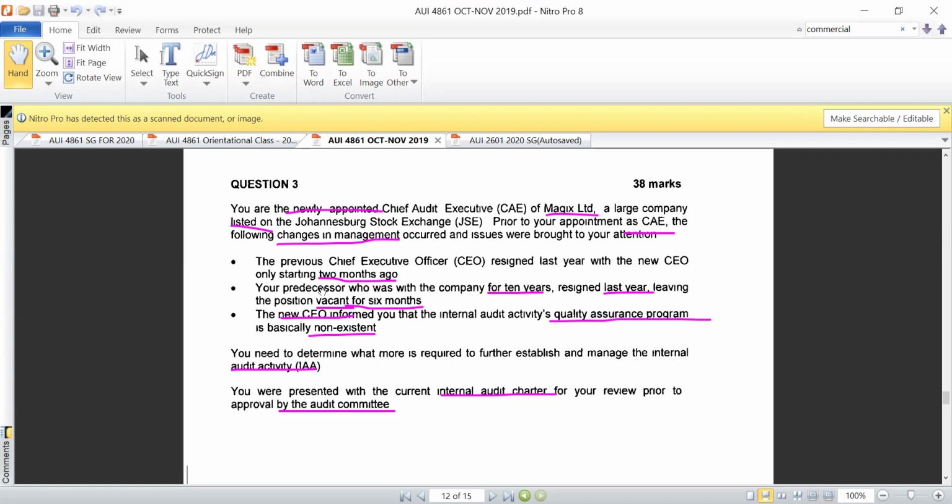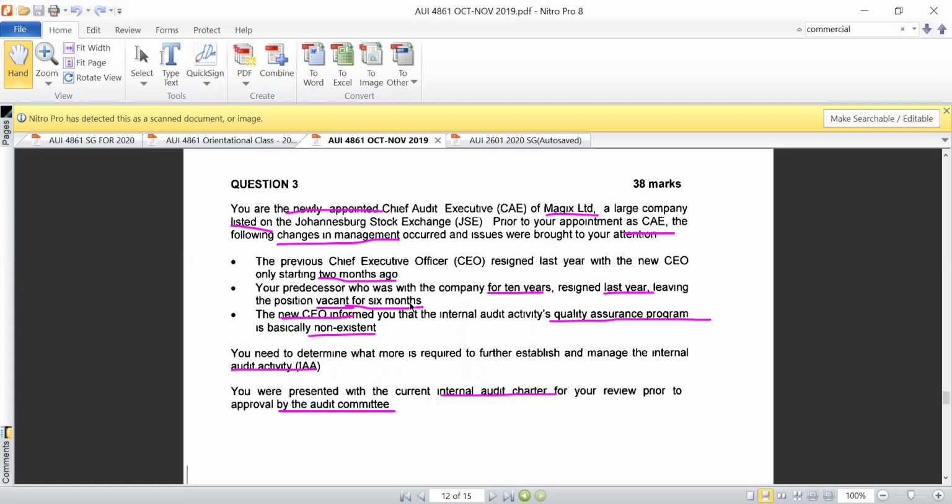Number two, your predecessor, who was with the company for 10 years, resigned last year, leaving the position vacant for 6 months, meaning the previous chief audit executive. Notice he was with the company for 10 years. He resigned last year, leaving your position vacant for 6 months. So in other words, this is a listed company which did not have a chief audit executive for 6 months.